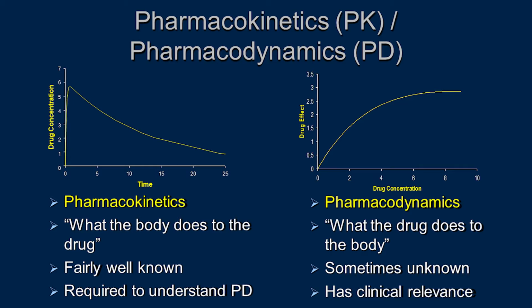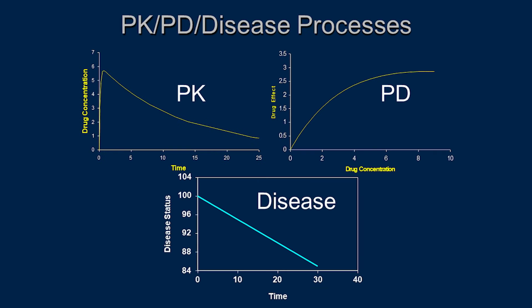So PK and PD. PK, again, is what the body does to the drug. It's fairly well known, and it's required to understand pharmacodynamics, PD, which is actually part of the ultimate goal of drug discovery and development: to understand what the drug does to the body, which is often unknown, but has true clinical relevance. The questions in this area that we're going to tackle relate to both PK and PD. Like I mentioned earlier, PK and PD operate in the context of disease progression, a certain time course of the patient's status worsening that the drug would like to impact and to change. This is the broader context of what we're going to talk about. But in the remainder of this presentation, we will talk about pharmacokinetics, so PK.